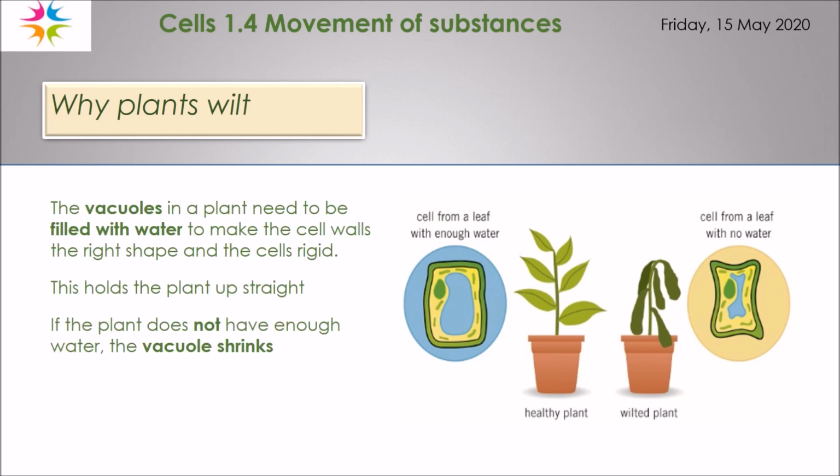So if the plant has enough water, such as the cell on the left in the blue circle, the vacuole is nice and full of water. You can see it's making the cell shape correct and firm, and that's why it can hold the plant up straight.